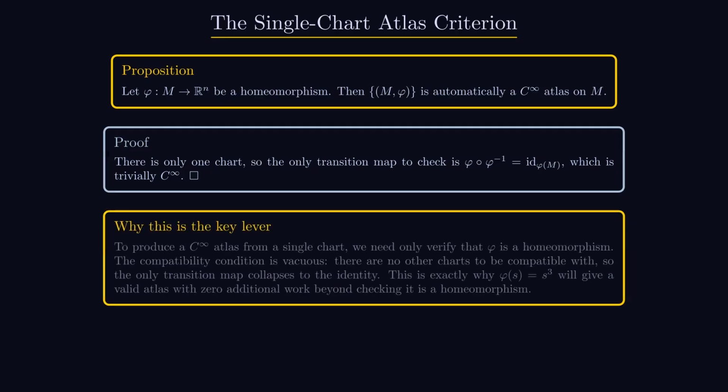This proposition is the key lever for the entire problem. To confirm that the atlas defined by phi of S equals S cubed is a valid C infinity atlas, we need only verify that S cubed is a homeomorphism. No transition map computation is required. The structure is guaranteed by the proposition the moment homeomorphism is confirmed. We now carry out that verification.